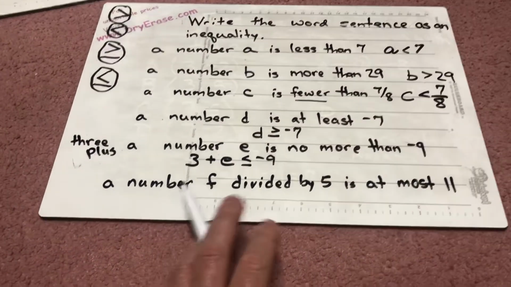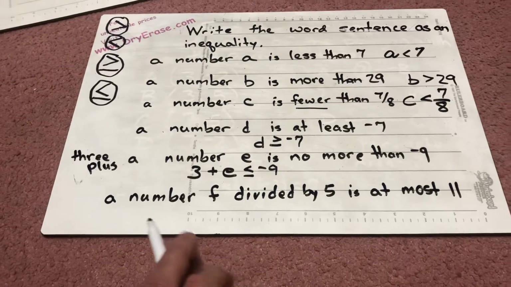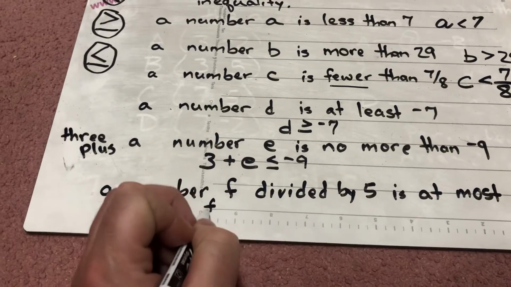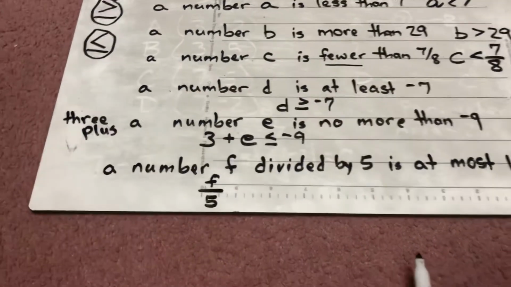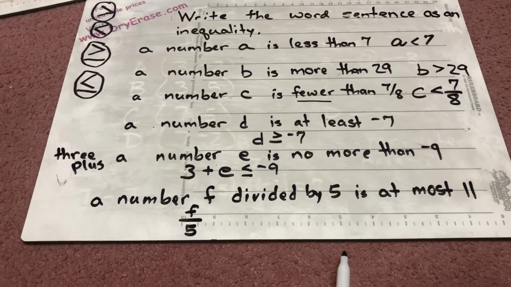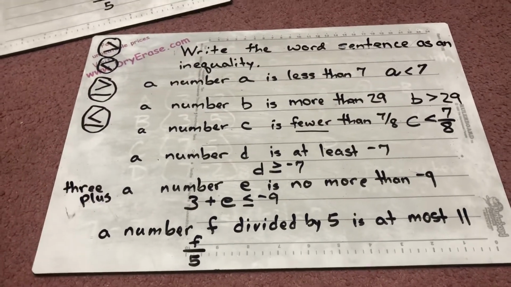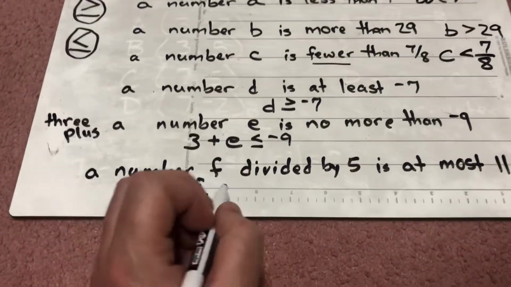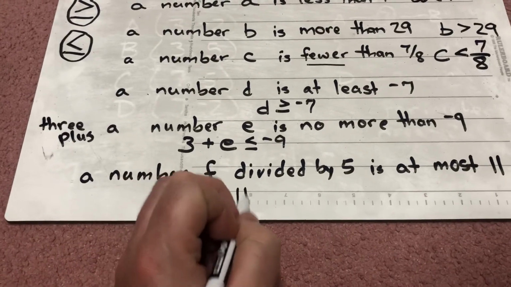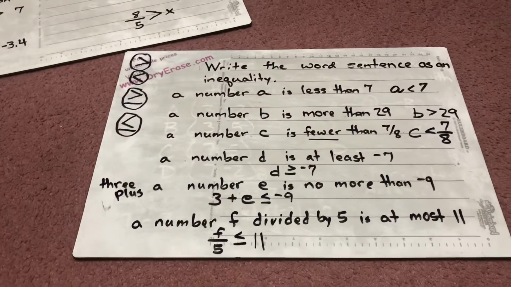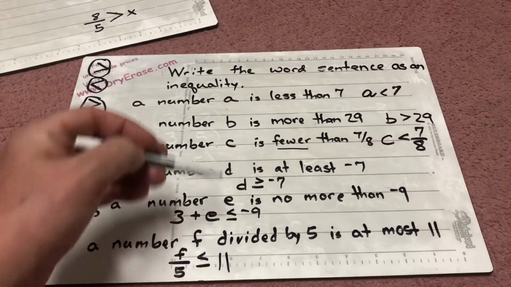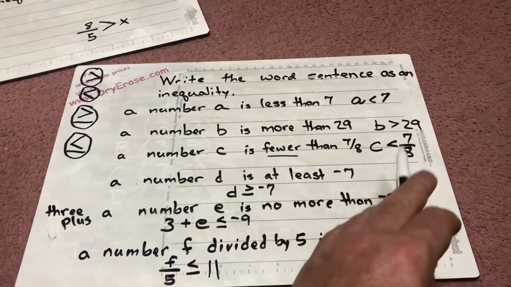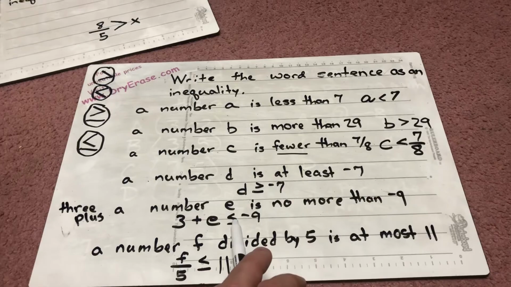A number F divided by 5 is at most 11. Well, first of all, F divided by 5 is going to be written as a fraction. F divided by 5, at most 11. Meaning that it can be 11, but it can also be something less than 11. It can't be more than 11. So at most, just like this one, means it's going to be less than or equal to 11. Part of your assignment today is you're going to be taking word sentences similar to this and rewriting them as inequalities like we did here. Something like those right there.